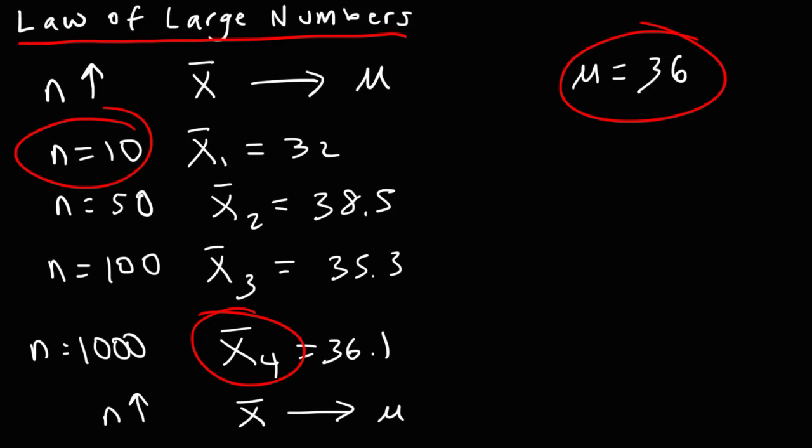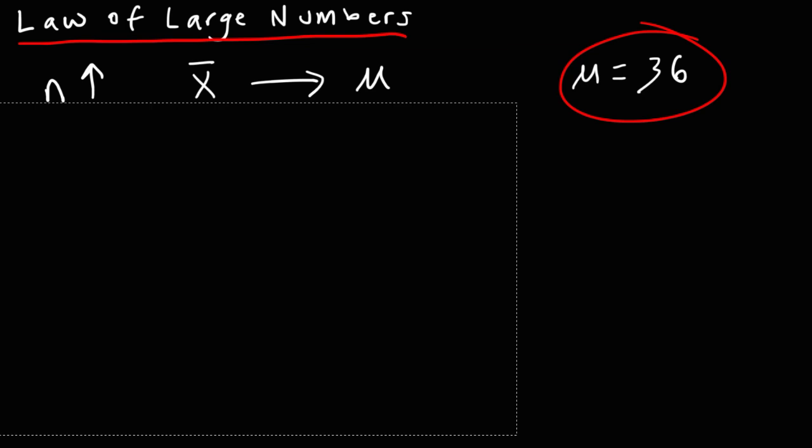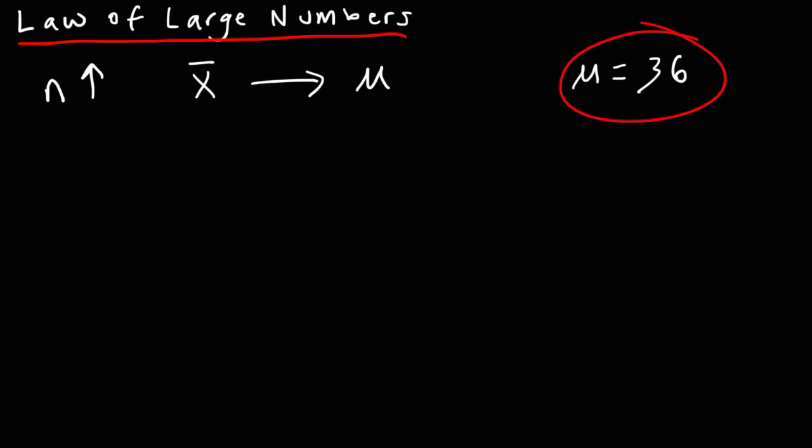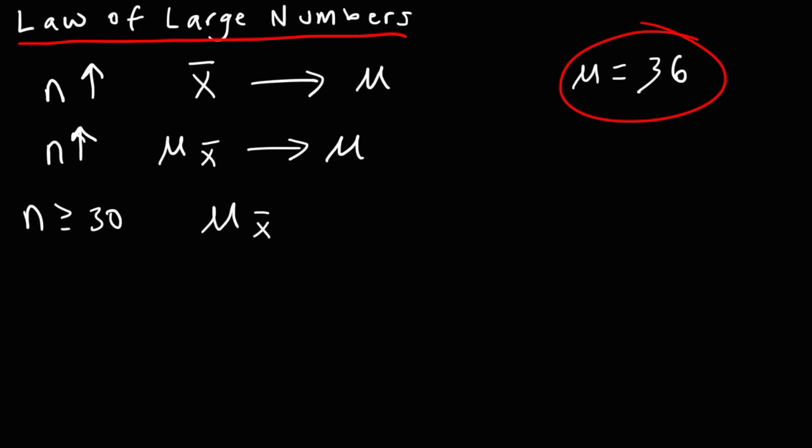Now let's think about this. If the mean of one sample can approximate the population mean if that sample is large enough, what about many samples? Well, the same will be true according to the law of large numbers. As n increases, the mean of the sampling distribution will approximate or get very close to the population mean. So if n is large enough, let's say 30 or more, the mean of the sampling distribution is approximately equal to the population mean.